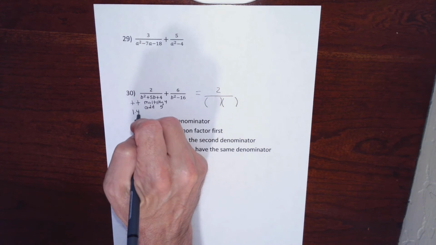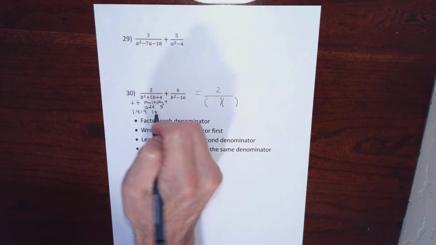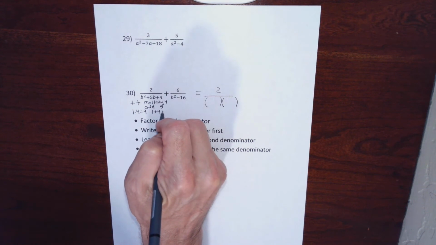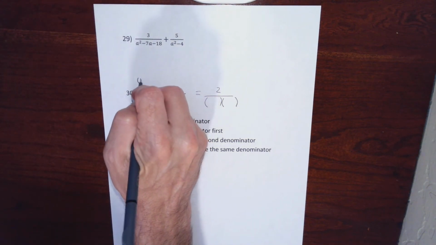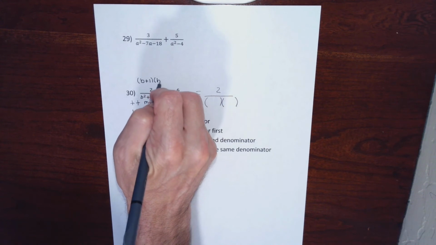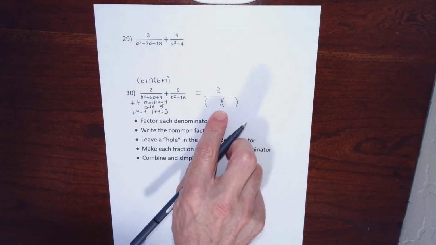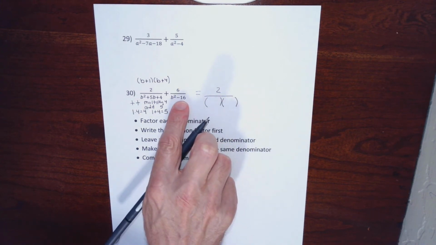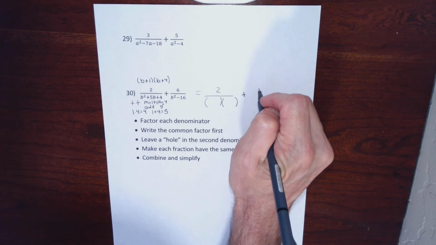and 4. So I'm going to sight factor this first denominator because it's a trinomial and there's not a number in front of the squared term. When I do this, one of the factors is going to be b plus 1. The other factor is going to be b plus 4. Before I commit to writing the denominator, I'm going to factor the second denominator so that I can write the common parentheses first.